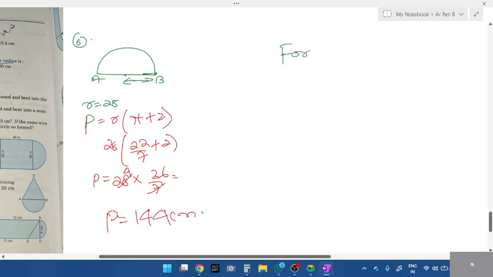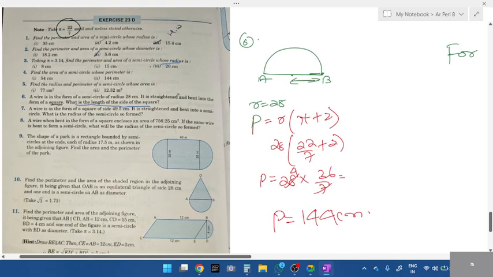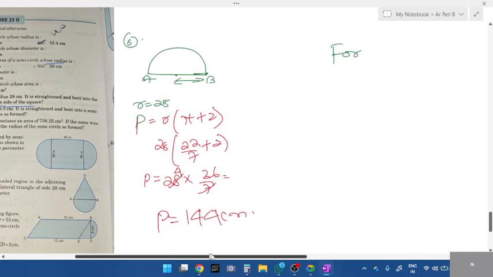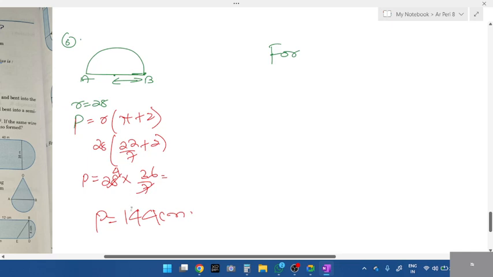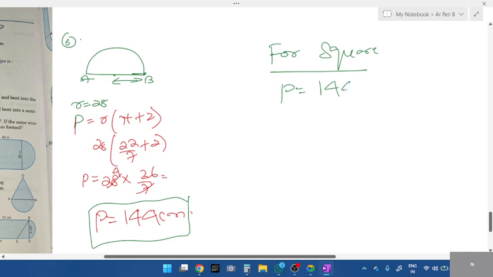This semicircle you have to convert into which one, square or rectangle? It is bent into a square. See, very simple. First write this. You'll get the perimeter. Use the same perimeter for the square. What is the perimeter you have to use? Perimeter is equal to 144. What is the perimeter of a square formula? Perimeter of a square is equal to 4 into side. In place of perimeter, put 144 equals 4 into side.